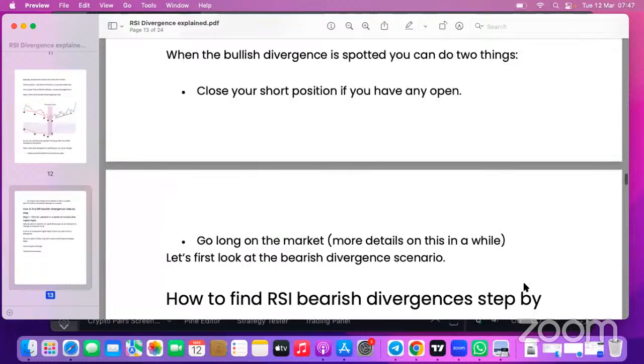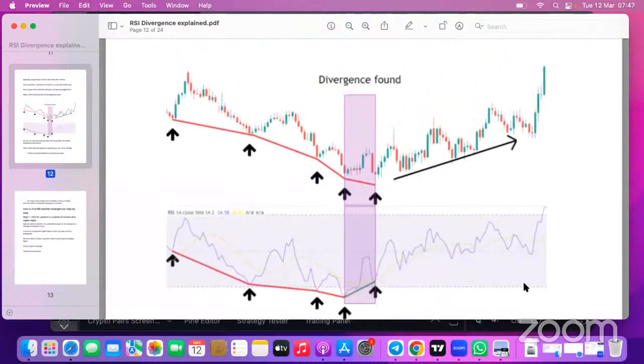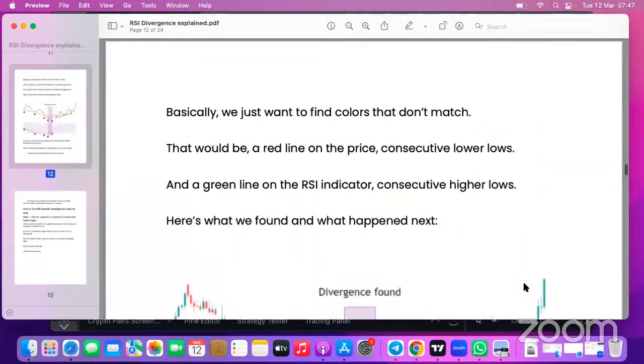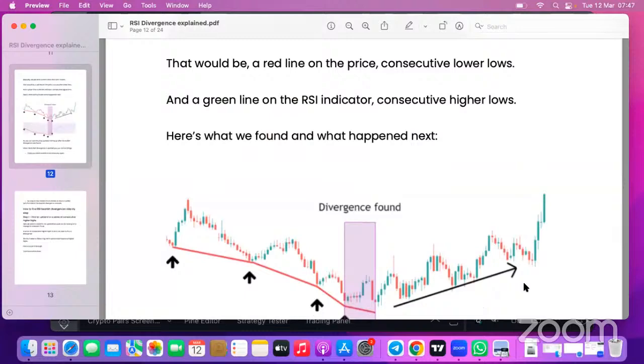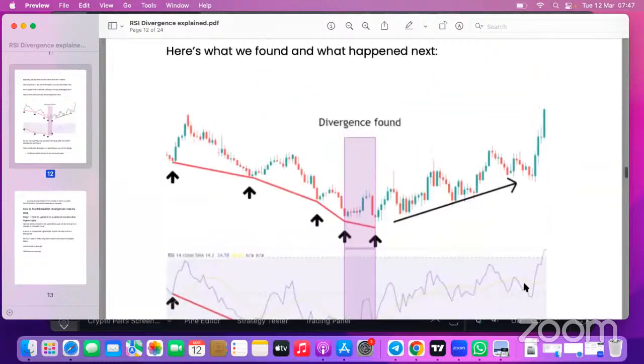So yesterday we talked about the bullish divergence, and we said how you identify the bullish divergence. You basically find a coin that's on a downtrend, and you draw a red line on the price on consecutive lower lows, and a green line on the RSI indicator. So that is what we discussed yesterday.